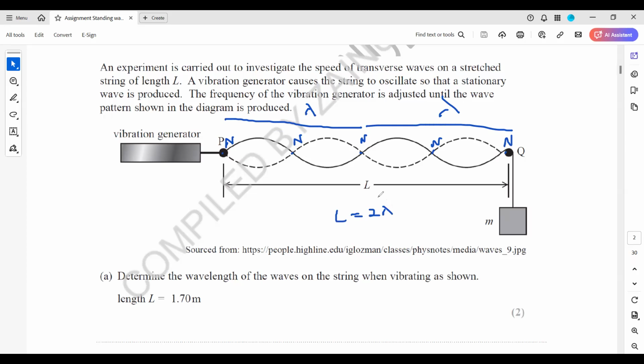If L is 2 lambda, I need lambda. How can I get lambda? It means length divided by 2 gives lambda. So L by 2 will be equal to lambda. So the wavelength will be equal to L by 2. So 1.7 divided by 2, we get 0.85 meters. Is it clear how we worked out the wavelength of this wave?